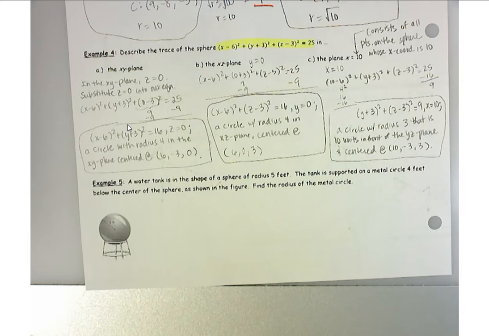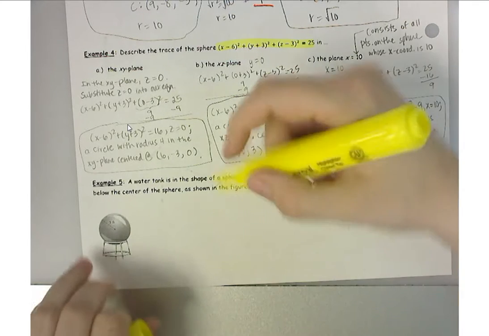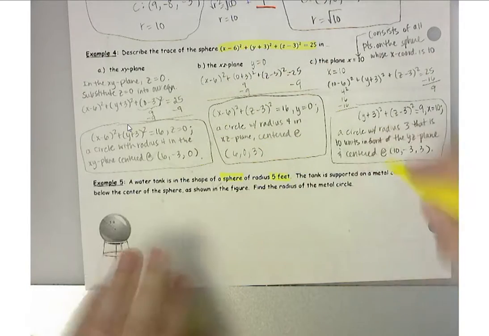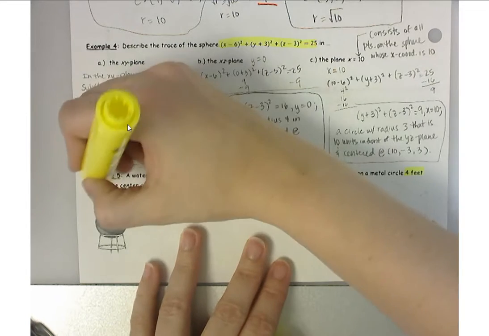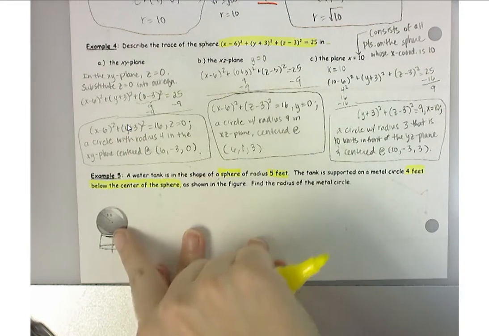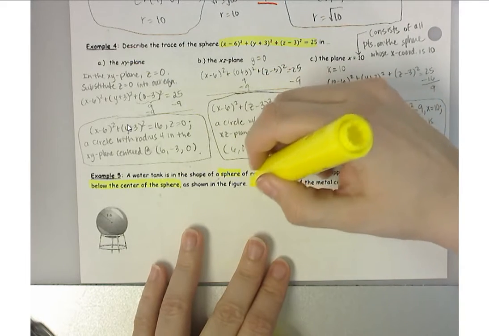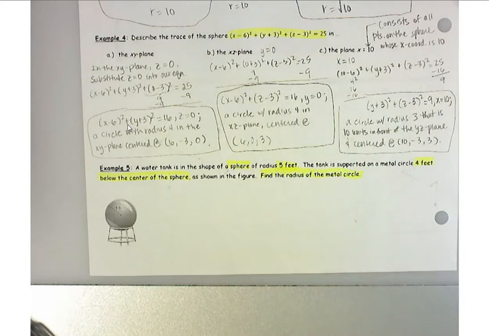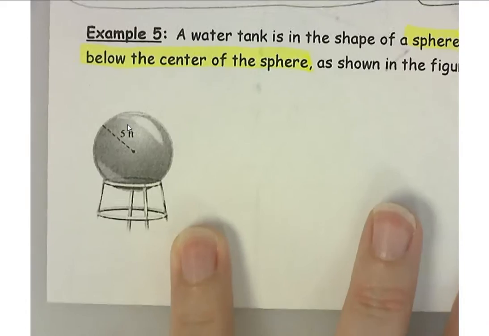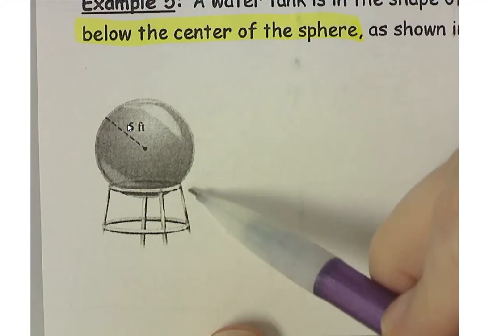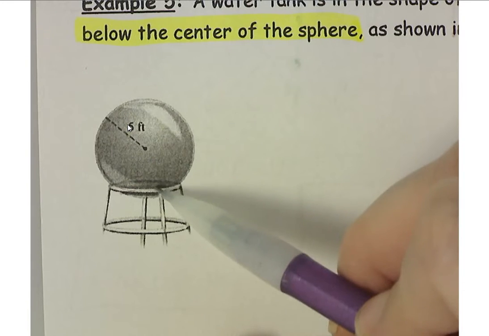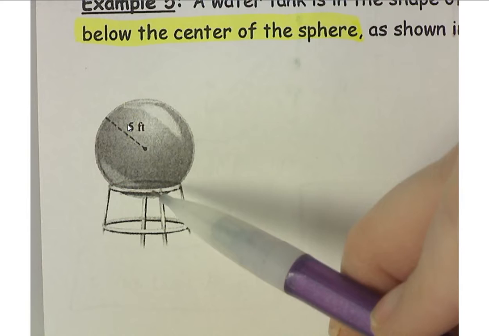Okay, and now we're going to do our story problem. So we have a water tank, and that's in the shape of a sphere, and the radius is 5 feet. The tank is supported on a metal circle that's 4 feet below the center of the sphere, which is shown in this picture, and we have to find the radius of the metal circle. So if you look at this picture, you are going to be finding the trace. See how this is going to create a circle here? So what we have to do is find the equation of that circle, and if we find the equation of that circle, we can find out what the radius is.